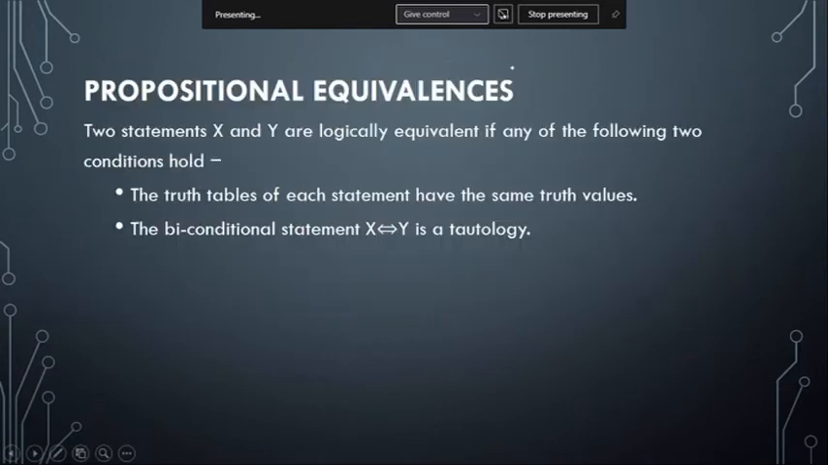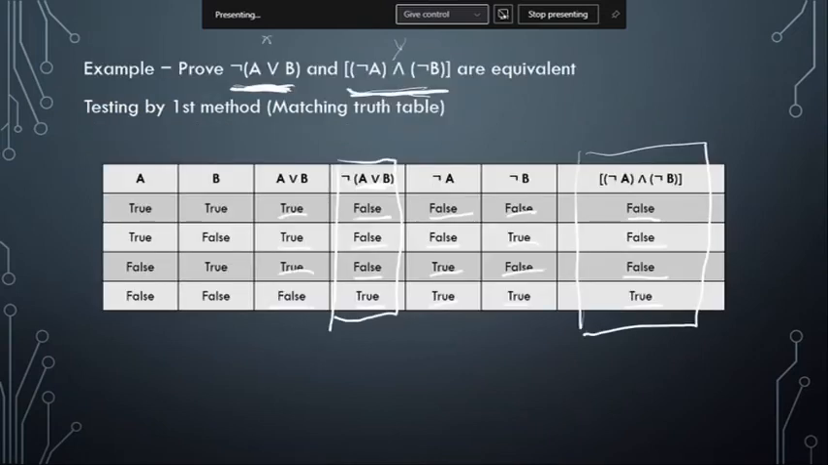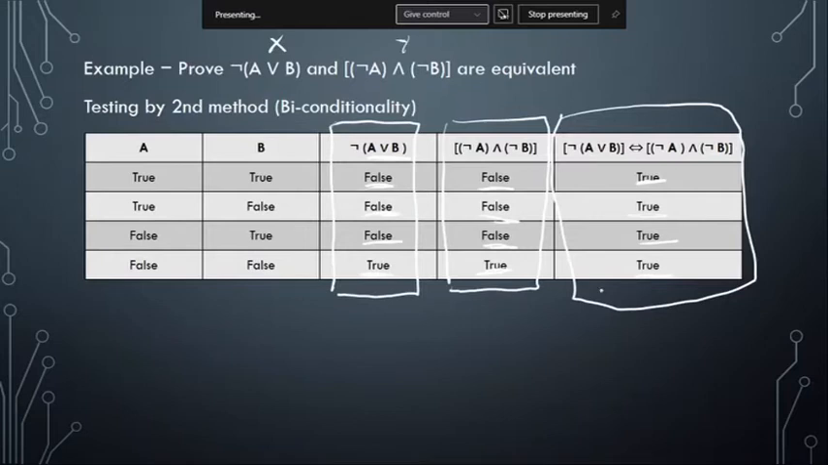So again, the first condition is that both statements have the same truth values. Then the second condition, using the biconditional, it should return a tautology, or all must have true values. True values, so it is a tautology. So did you understand? So this proposition is logically, propositionally equivalent.